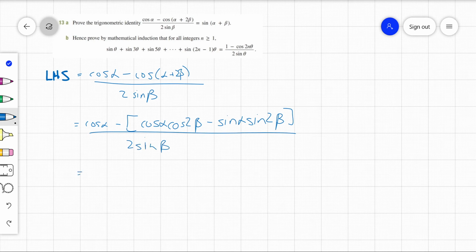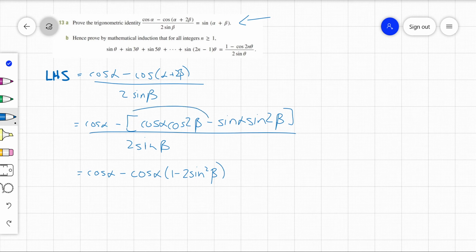And then, of course, we need to expand our double angles, because if you look at our answer, it only has single angles in it. The right-hand side is in terms of sine, so I'll put everything in terms of sine. We know that cos 2 beta is cos squared beta minus sine squared beta, which is the same as 1 minus 2 sine squared beta as well. So I'll put that here: 1 minus 2 sine squared beta is cos 2 beta.